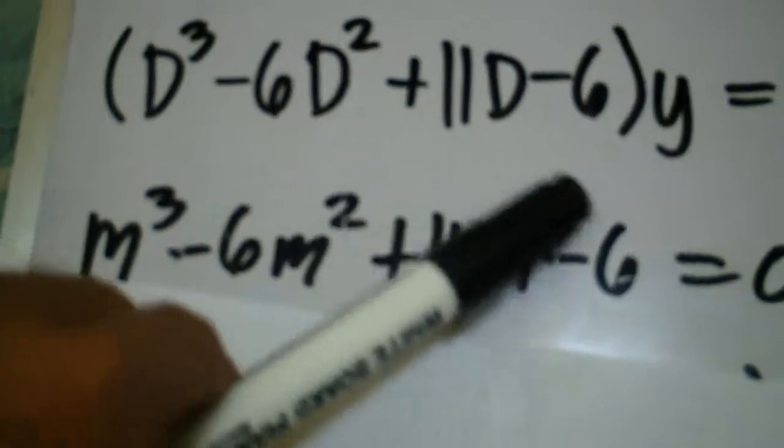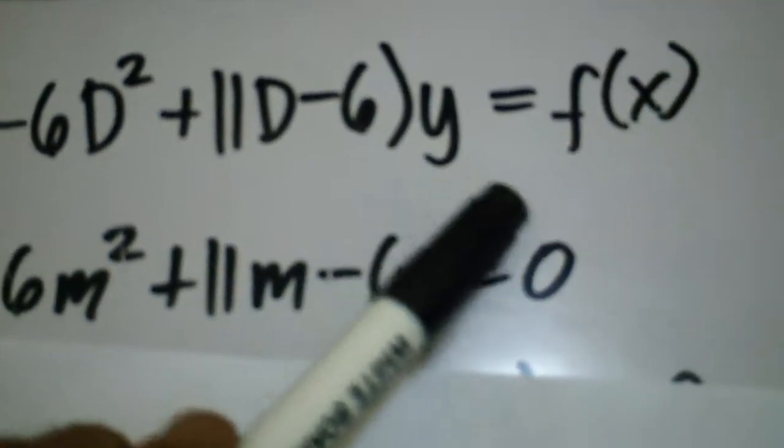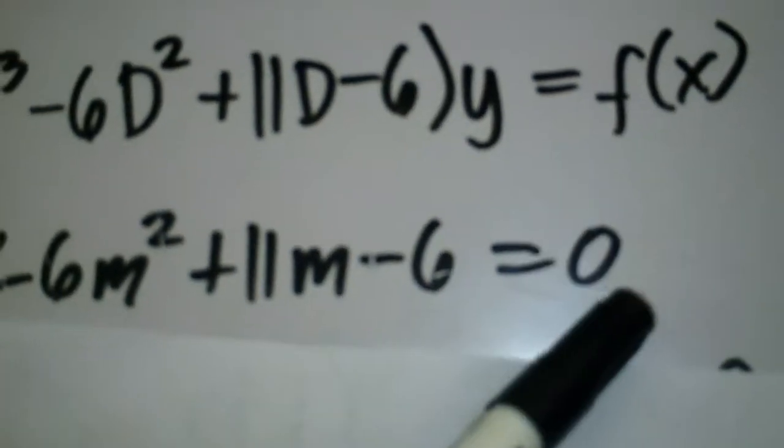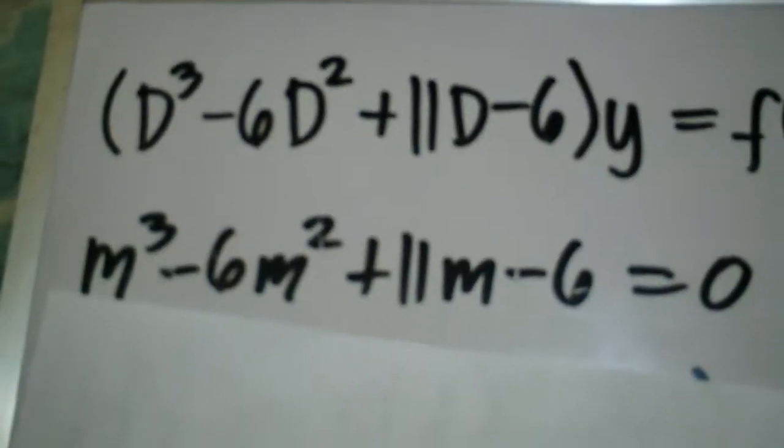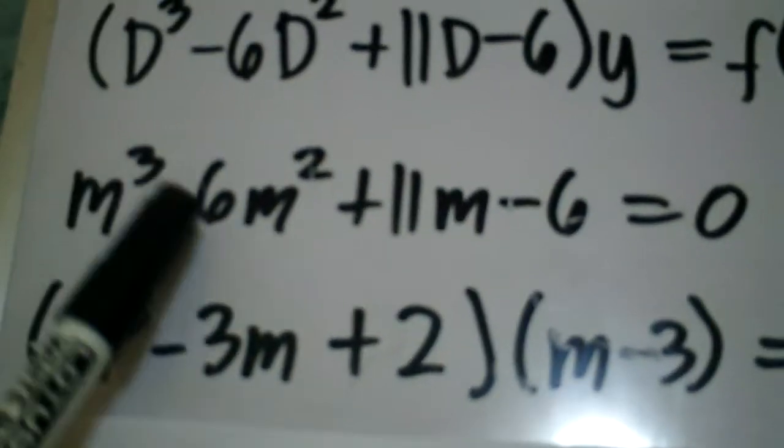For the equation D cubed minus 6D squared plus 11D minus 6, then y is equal to 0, since f of x we equate to 0. Then we will have these roots, m squared minus 3m plus 2 and m minus 3, which are the factors of m cubed minus 6m squared plus 11m minus 6 equal to 0. So finding the roots, we have m squared minus 3m plus 2 equal to 0 and m minus 3 equals 0.